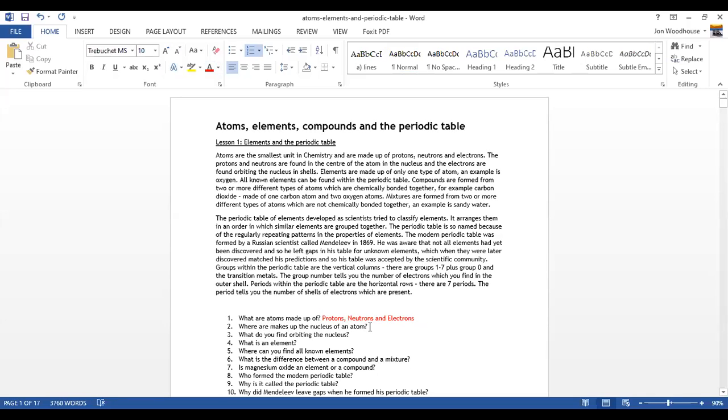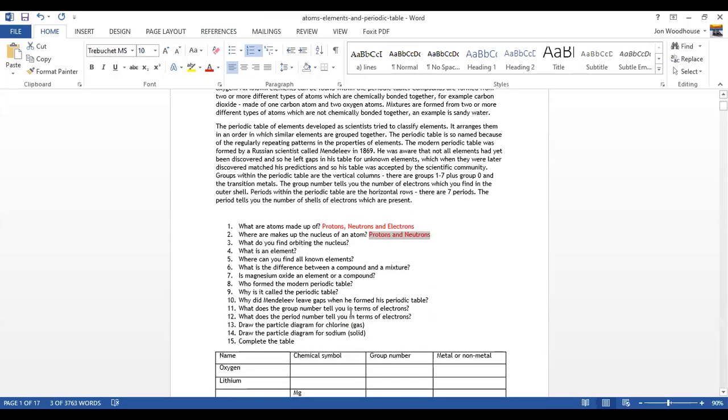Now the next question, that should read, what makes up the nucleus of an atom? So you pause the video and then answer. What you should come up with is, if you look at this next sentence, the protons and neutrons are found in the center of the atom in the nucleus, and the electrons are found orbiting the nucleus in shells. So what makes up the nucleus of the atom? Well, your answer should be protons and neutrons. Okay, I'm just going to highlight that in red, so that's my answer. So I'll leave you to do the rest.